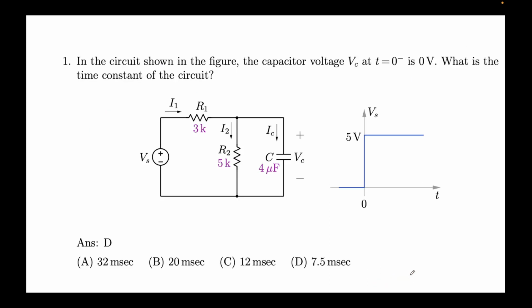So let's see, do we have an option? Yeah, we have an option, and this happens to be the correct answer. So D is the correct option, 7.5 milliseconds. How did we arrive there?